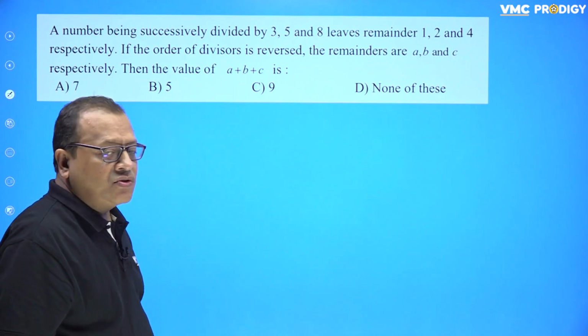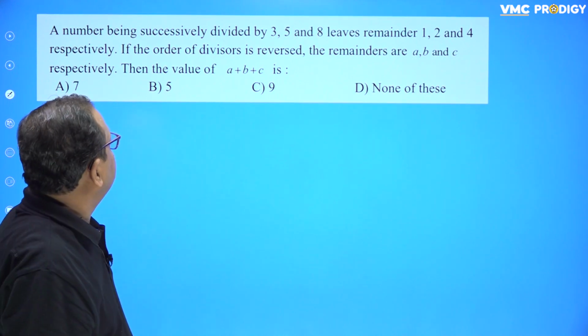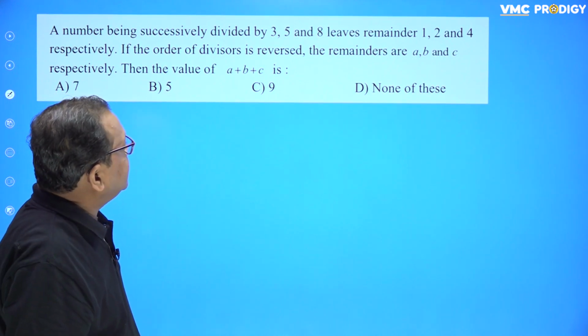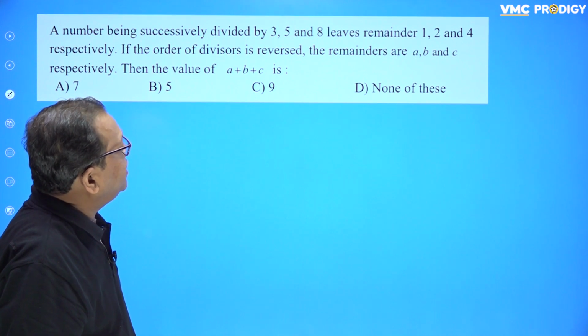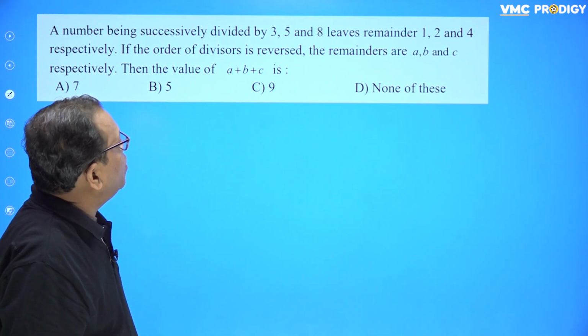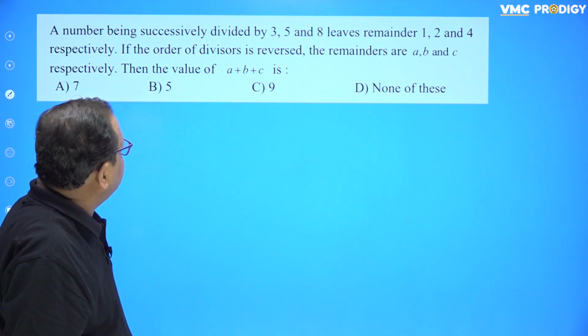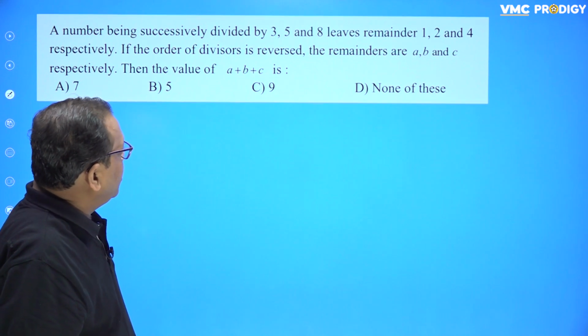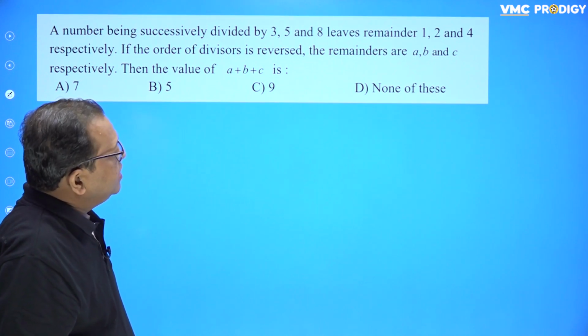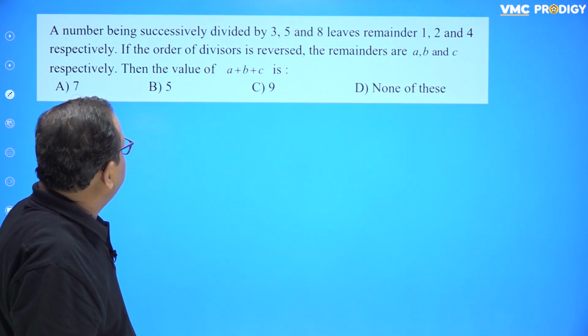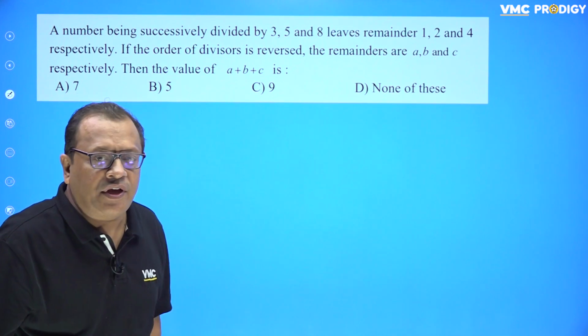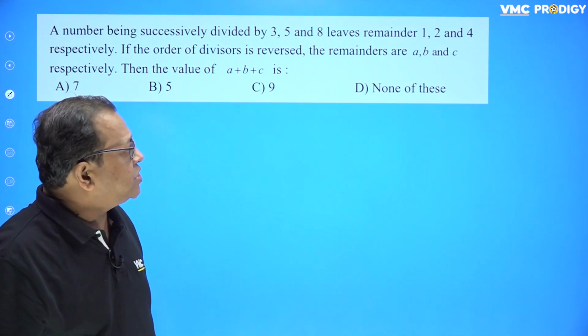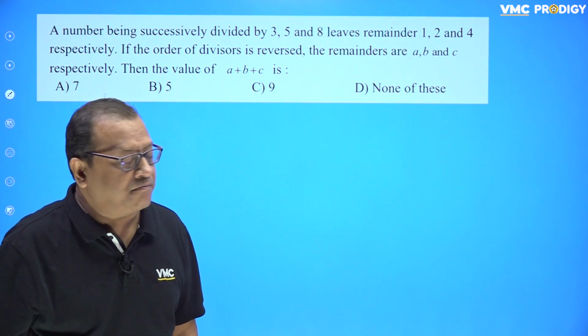Now this is also a very interesting question. A number being successively divided by 3, 5 and 8 leaves remainders of 1, 2 and 4 respectively. If the order of divisors is reversed, then the remainders are A, B and C respectively. Then what is the value of A plus B plus C? This question was also asked in the Aryabhatta exam.